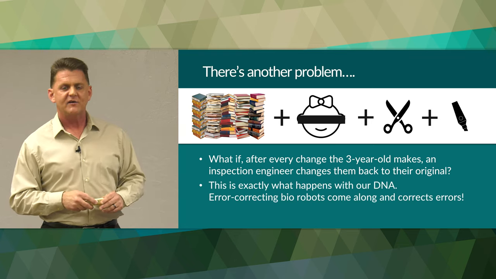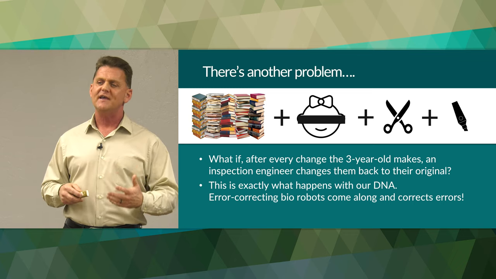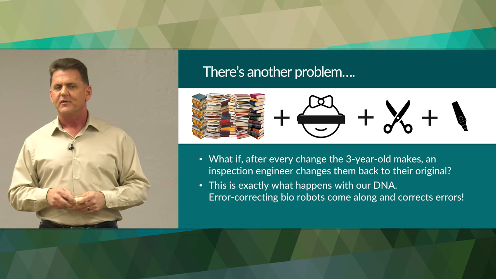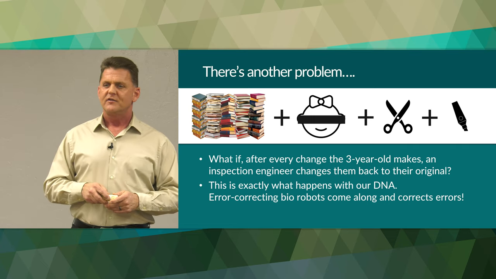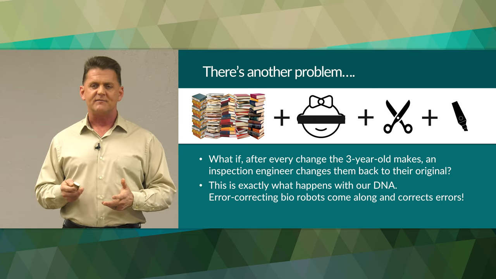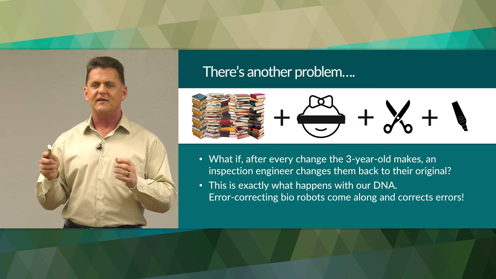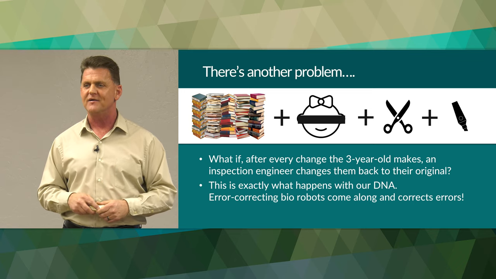Well, you know what? This is exactly what happens in our DNA. As these mistakes happen, we'll talk about that here in just a second. But as these mistakes happen, there are workers in the cell, there are enzymes that can detect these mistakes, and they come right along behind it and they repair those mistakes for the most part.